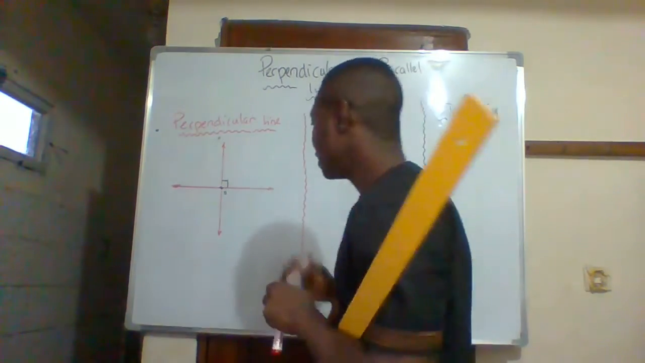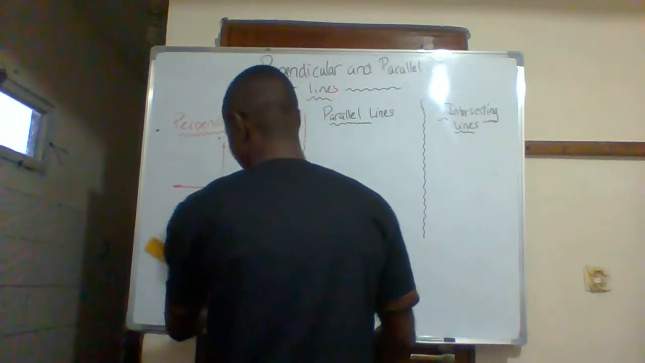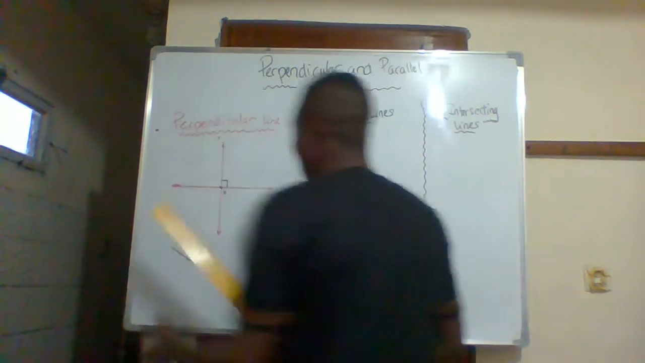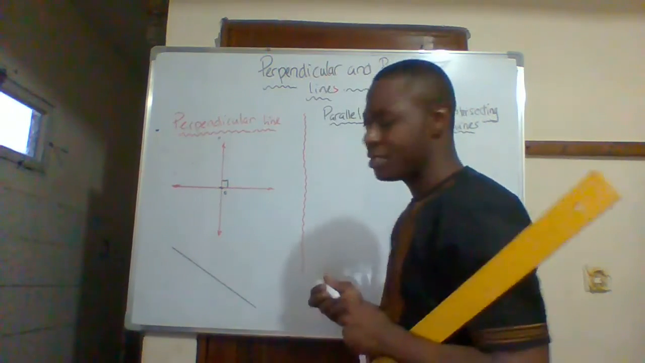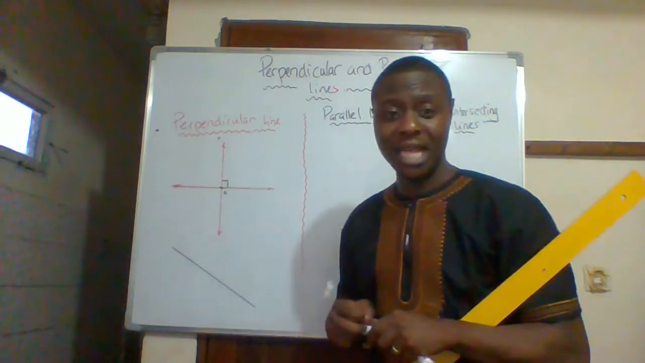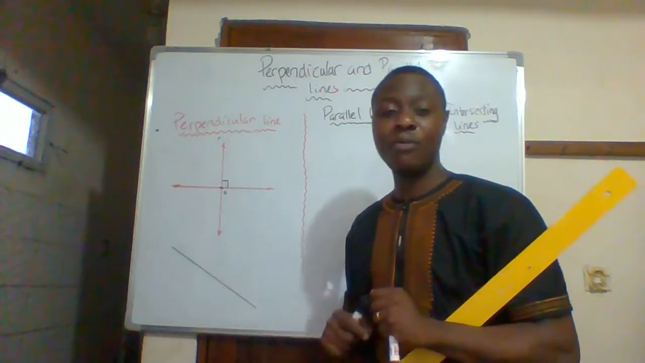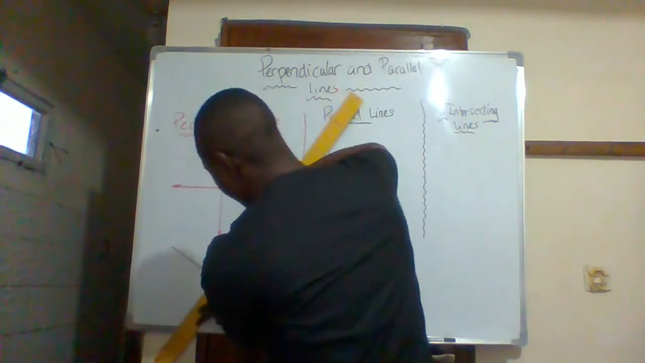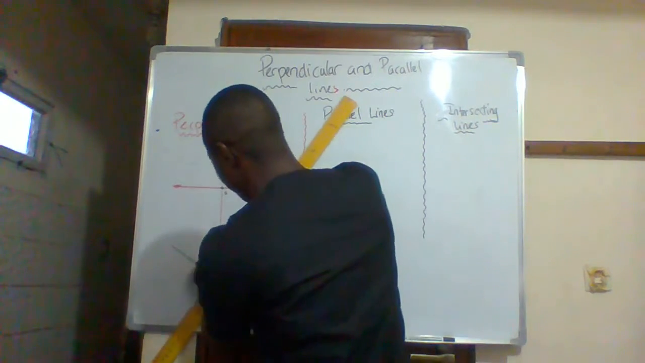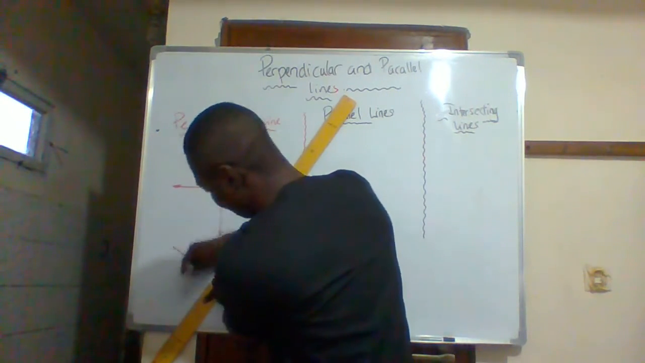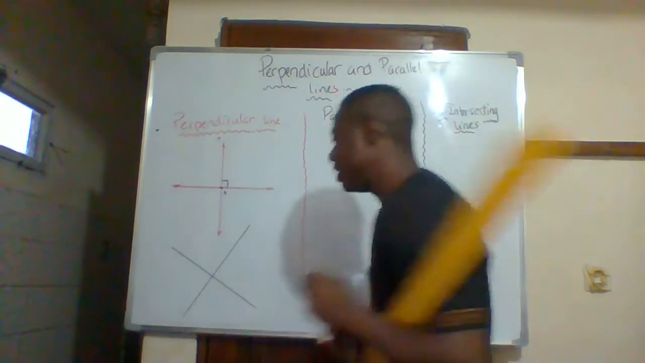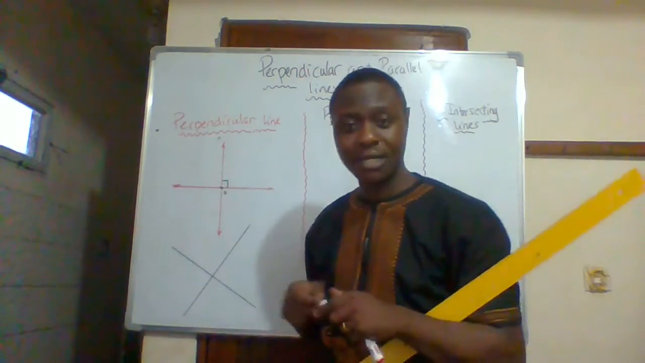So let's try something different. What about if I have another line? I have a line like this. It's an oblique line, and I want to draw a perpendicular line to it. Same concept. I will make sure that my second line makes a cross with the first line like this. So these are perpendicular lines.